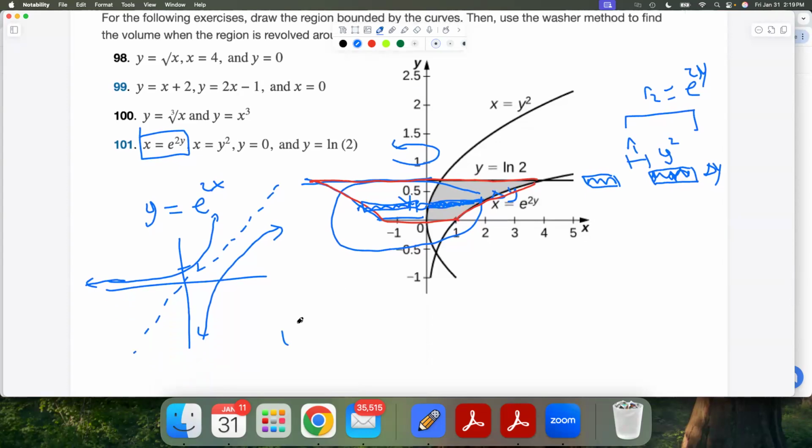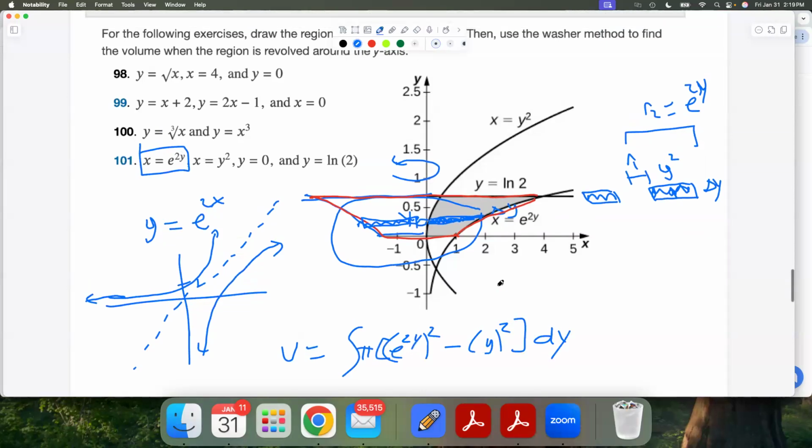Okay, then my total volume, I'm not going to go through the work of writing down the Riemann sum and all that, is going to be my integral from smallest to largest y values. I'll get to that in a minute. Bigger radius, pi, don't forget my pi. Bigger radius squared minus smaller radius squared dy. Now what are my upper and lower y's? Everything needs to be in terms of y because we're integrating with respect to y. We're starting down here at y equals 0, and we're going up to y equals ln of 2.